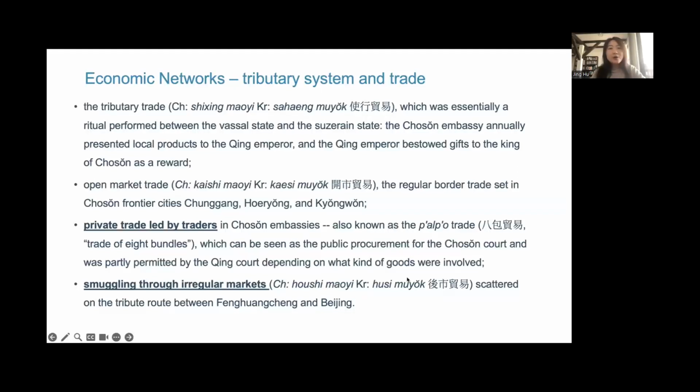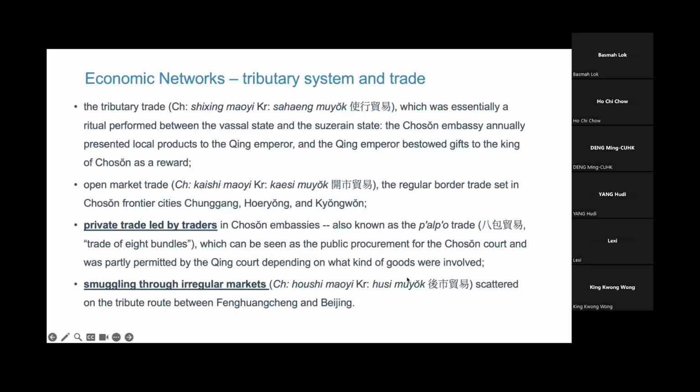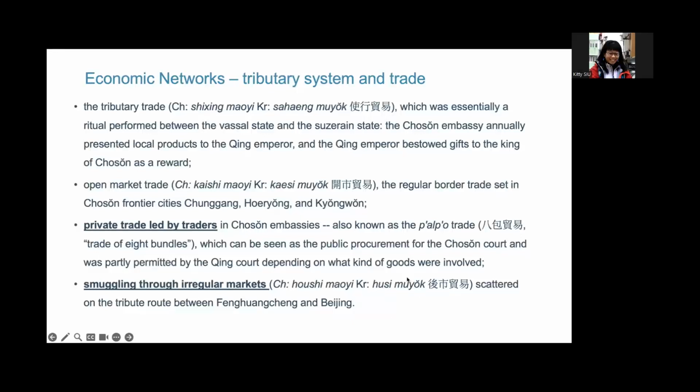But today, our topic will focus on the Qing dynasty, especially the time after the 18th century. As we already know, regularly the Chosŏn government needed to present local products as tribute to the Qing emperor. So every year they would dispatch a tributary delegation from nowadays Seoul to Beijing. But the story was not that simple, because on the way from Seoul to Beijing, participants in Chosŏn's tributary delegation would also take opportunities to conduct private trade or even smuggling on the way.